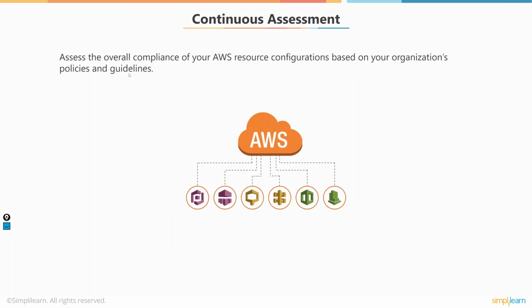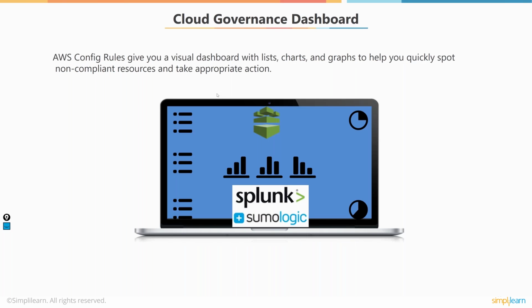And now, continuous assessment. Assess the overall compliance of your AWS resource configuration based on your organization's policies and guidelines. Cloud governance dashboard. AWS Config rules give you a visual dashboard with lists, charts, and graphs to help you quickly spot non-compliant resources and take appropriate action.